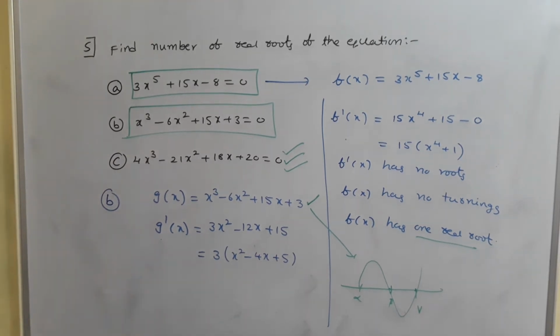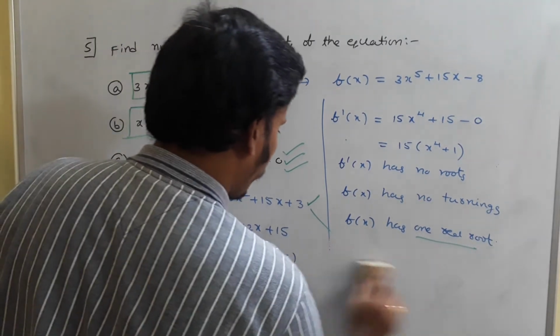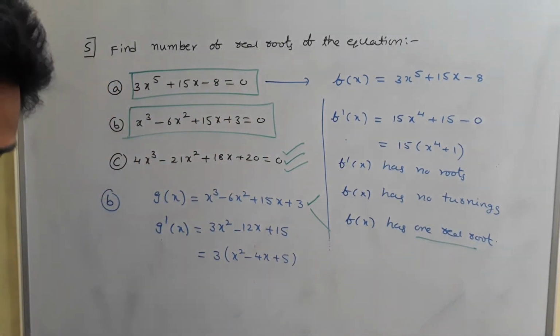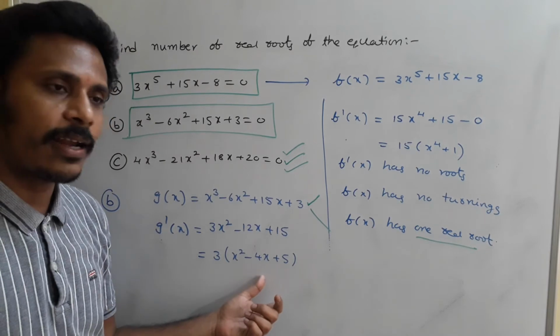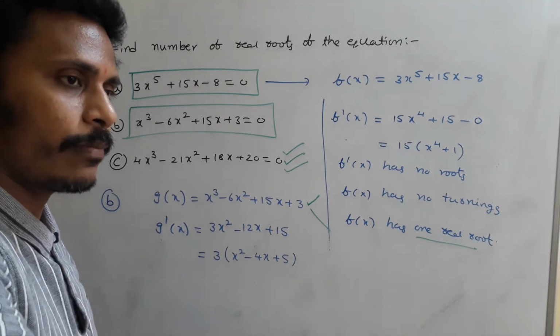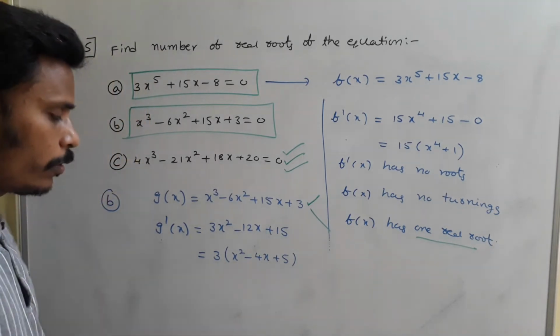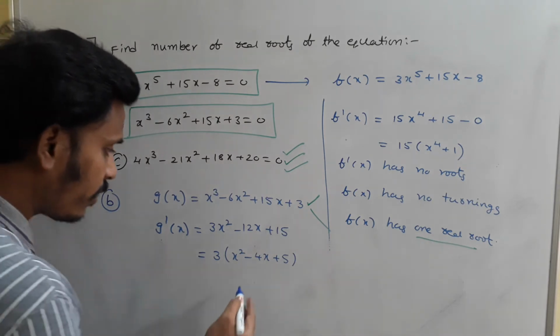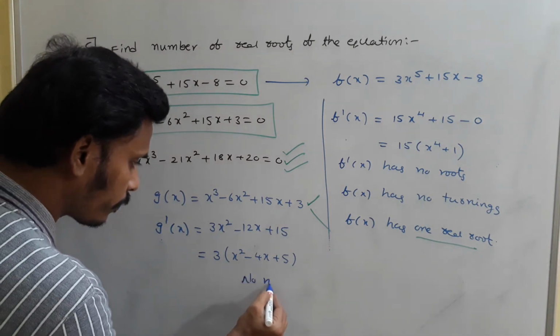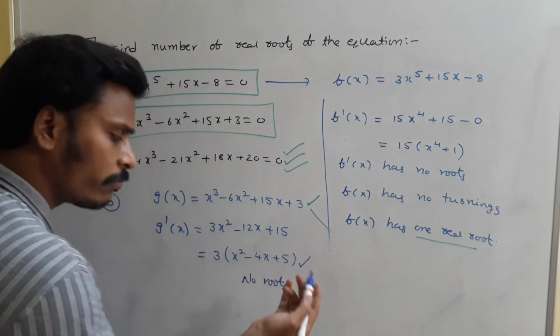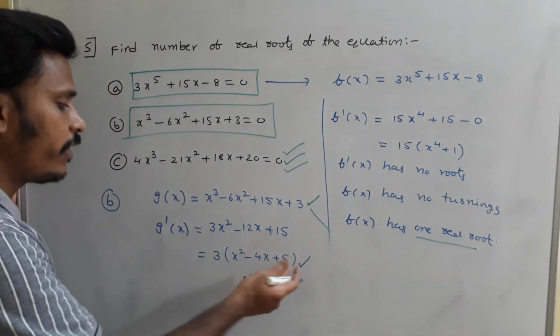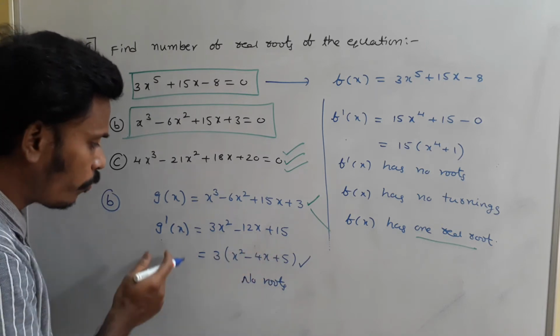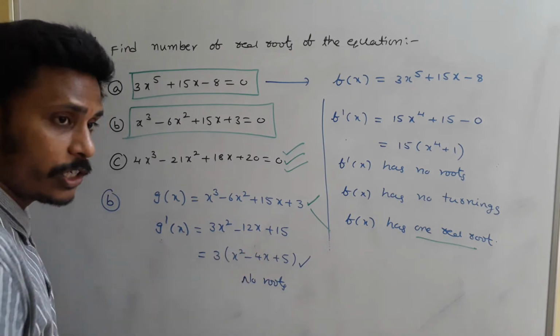Okay, once again look here. It's a bit of a correction actually. See, this is x square minus 4x plus 5. We can't write it like x minus 1 into x minus 5. Factorization is not possible. If you check its discriminant, 16 minus 20 is negative, so again it has no roots. We can't factorize it. There is no possibility to find the roots for g dash of x.